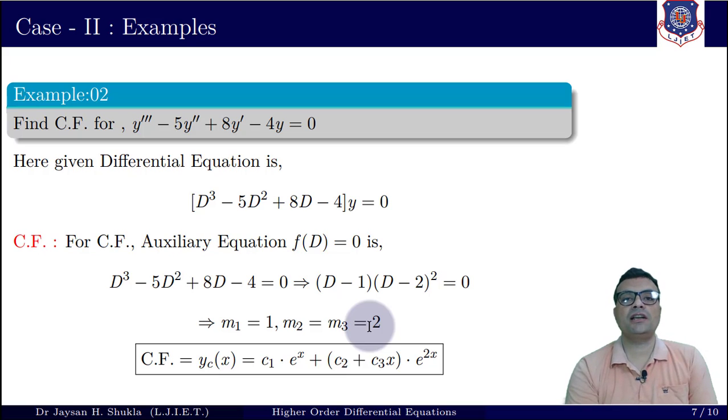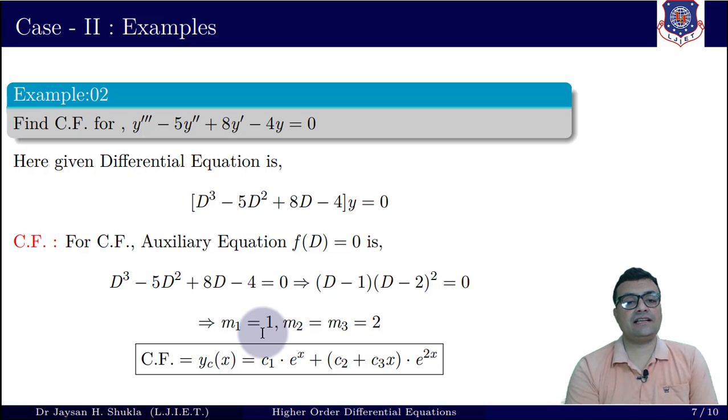And that gives us the roots m1 equal to 1, and m2 and m3 are real and repeated roots with value 2. Again, let me remind you that there is no rule for the order of roots. You can take m1 equal to m2 equal to 2 and m3 equal to 1 also. It won't make any difference in your final answer.